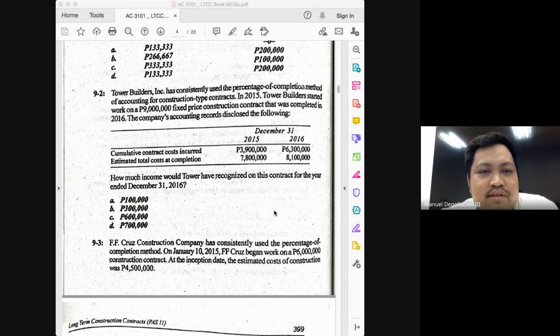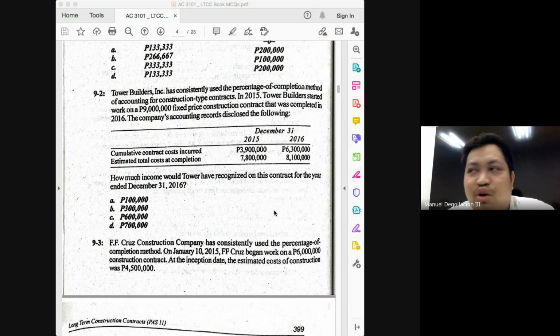Tower Builders has consistently used the percentage of completion method. The 9 million, what does this amount represent? This will be our contract price. Okay, it was completed in 2016. These are the records. Let's solve first for 2015.